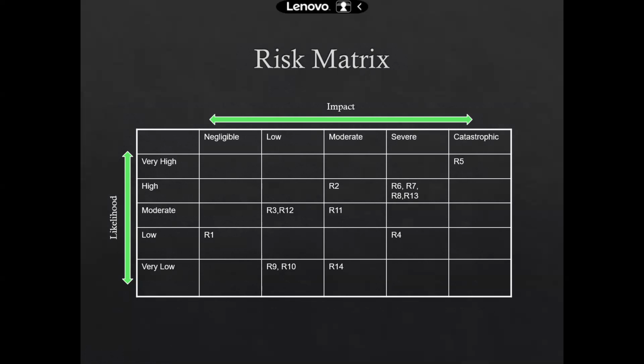Now that we have done it, we can draw the line over here in the middle. So the lower ones over here are going to become the low risk.